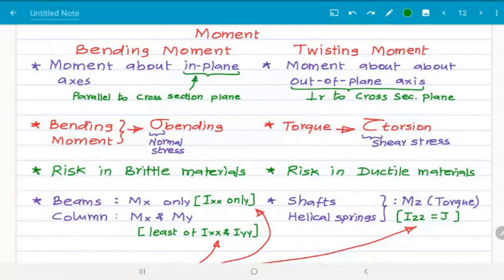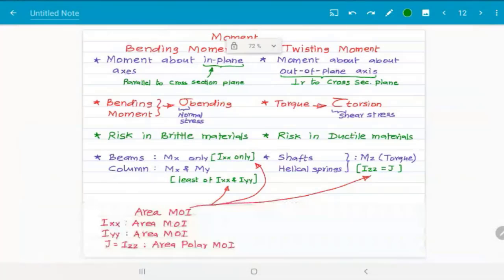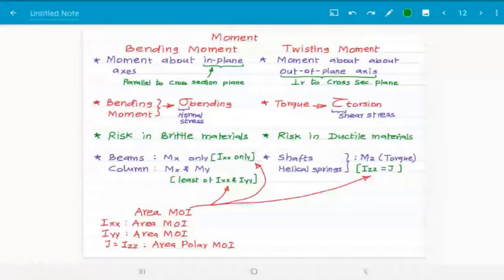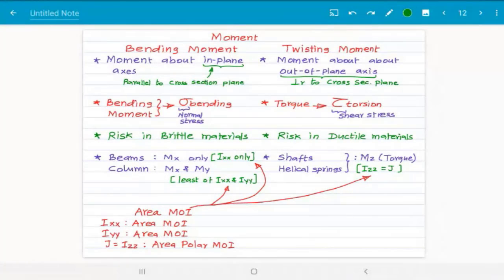Okay. So this is about the difference between bending moment and twisting moment. Bending moment means moment about an in-plane axis. Twisting moment means moment about the perpendicular axis, perpendicular to the cross-section plane. Why are we differentiating bending moment and twisting moment? Sir, bending moments are creating normal stresses. Twisting moments are creating shear stresses, sir.